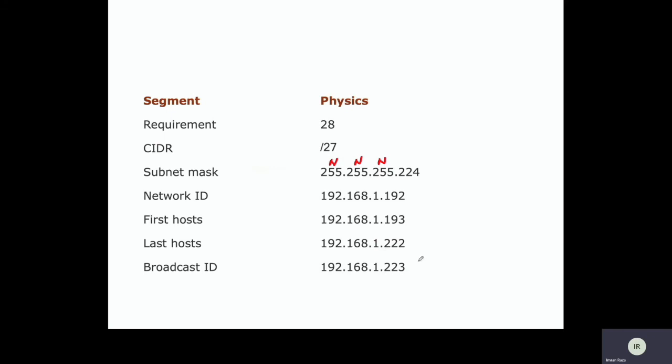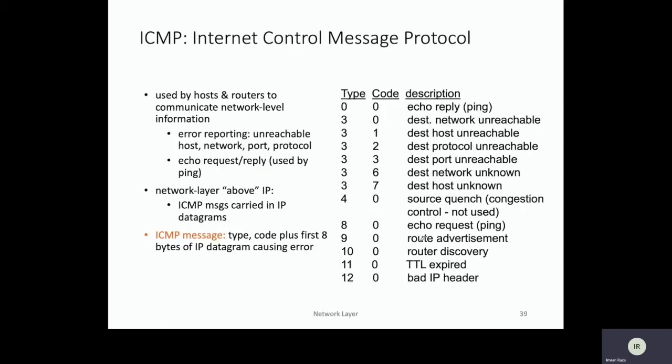Okay. Similarly, we can calculate addresses for the WAN router interfaces. So next we'll talk about ICMP, Internet Control Message Protocol.